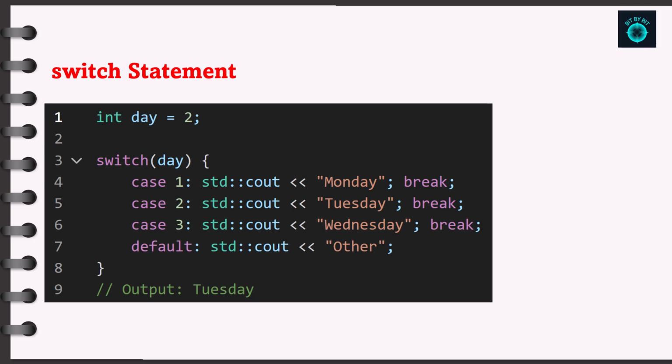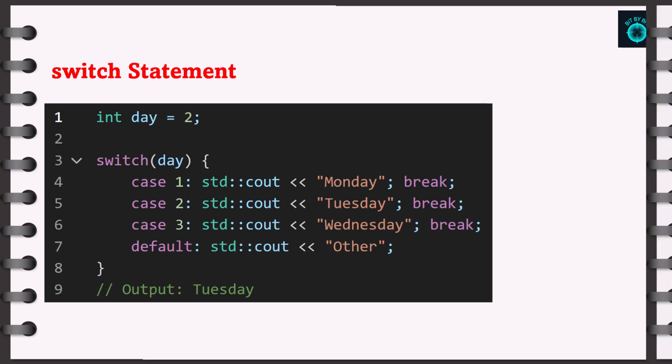Switch statement. The switch statement is great for checking a variable against fixed values. Here, the variable day is equal to 2. The program matches it to case 2 and prints the word Tuesday. Don't forget to use the break statement after each case, or execution will fall through.